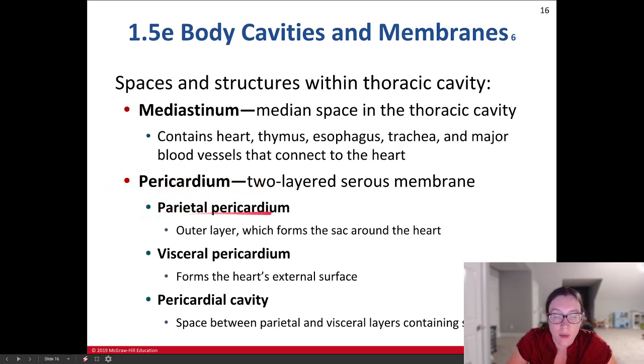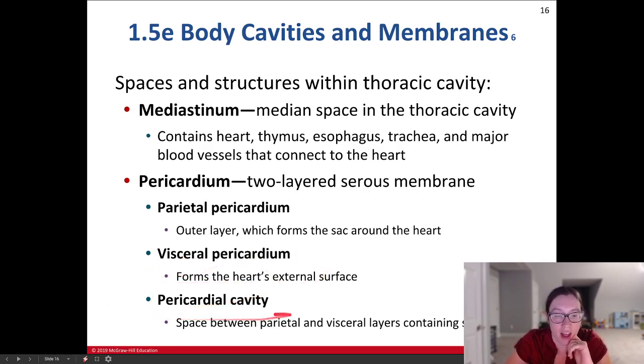The parietal pericardium, right? Remember, parietal means it lines the body cavity. So the parietal pericardium is the outer layer, and it lines the pericardial cavity and forms the sac around the heart. The visceral pericardium, remember viscera means organ, is the part that is directly attached to and covers the organ. So it covers the heart.